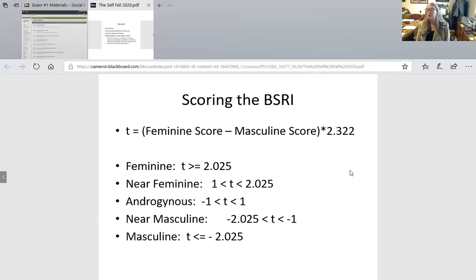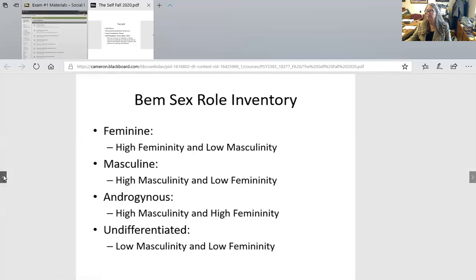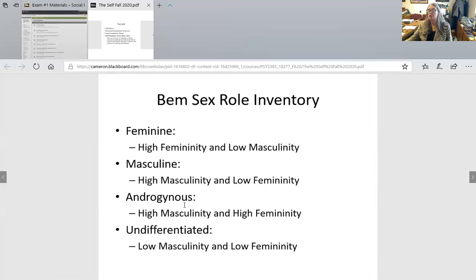I do want you to know about the scale. In order to know if someone is feminine, I need to know more than just their feminine score. If I know they're high in femininity, they're either going to be feminine or androgynous. I don't know which one. In order to know if someone's feminine, I need two pieces of information: what they scored on the feminine scale and what they scored on the masculine scale. And that's how it is for all of these. In order to determine which category you're in, I need to know how you scored on the masculine scale and how you scored on the feminine scale.